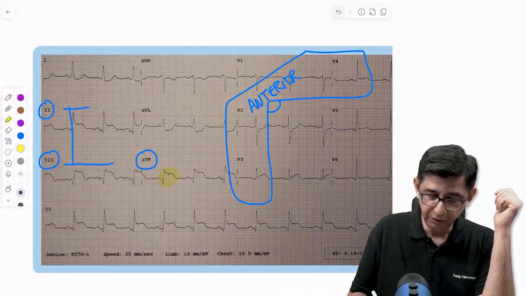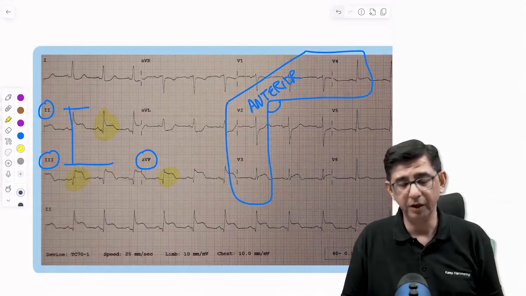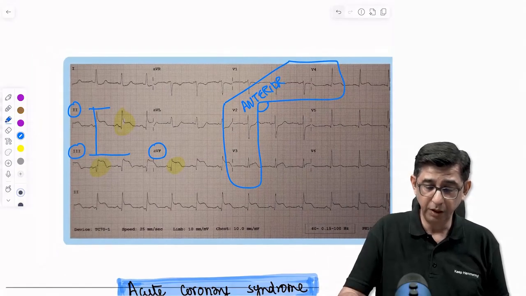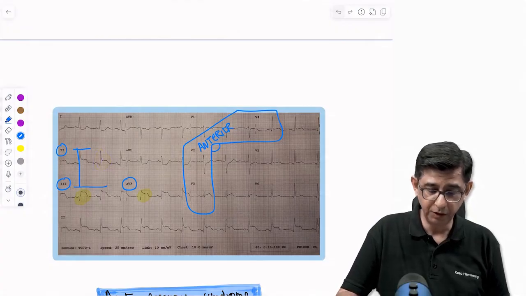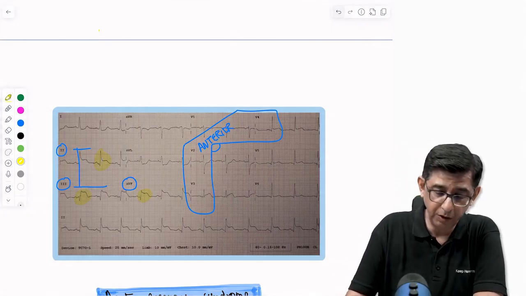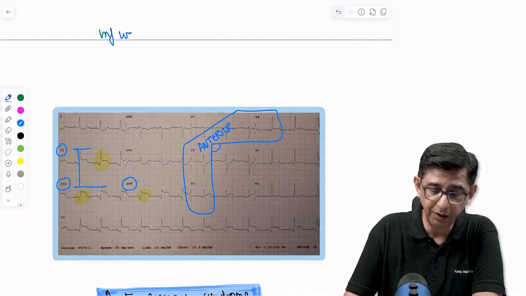This is the ST elevation that can be seen with T wave inversion, the classical ST elevation that is present in lead number 2, 3 and AVF for inferior wall MI. Let me write it here. In inferior wall myocardial infarction, it is the right coronary artery that gets involved. The thrombus is developing in the right coronary artery.